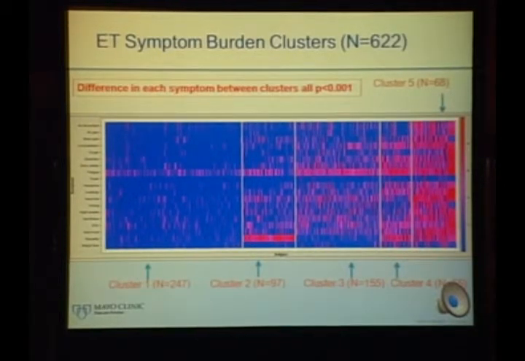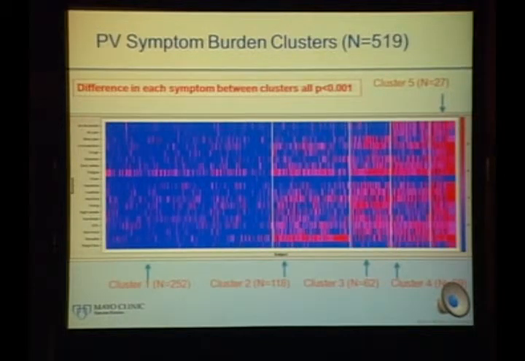And the four groups on the right were really quite symptomatic, and you saw fatigue all the way across the board. In PV, similarly, you see that there were five groups that were different, but overall there's more red on this slide with PV than there is on the slide with ET, again a more symptomatic and difficult group.